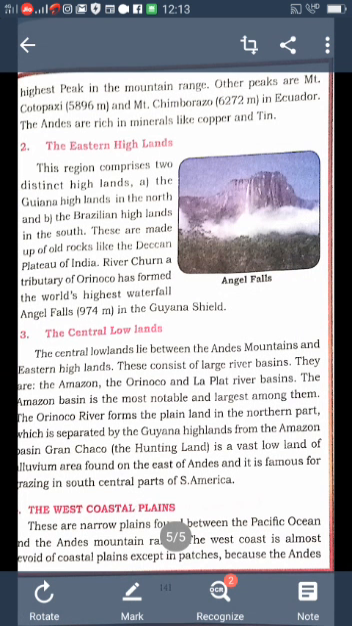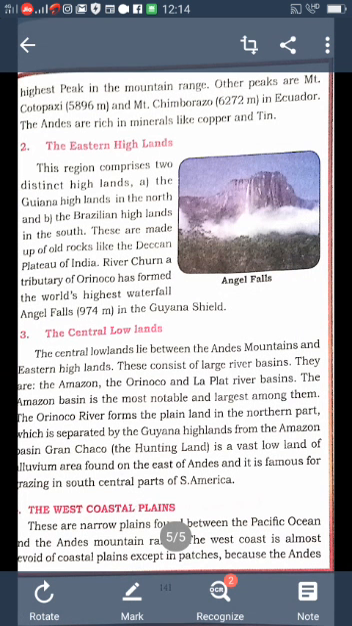The Andes are rich in minerals like copper and tin. Next one, Eastern Highlands. What is the importance of the Eastern Highlands? It has the world's highest waterfall, the Angel Falls. What is the height of Angel Falls? 974 meters. It is the world's highest waterfall. So these Eastern Highlands are made up of old rocks, like the Indian Plateau of India.